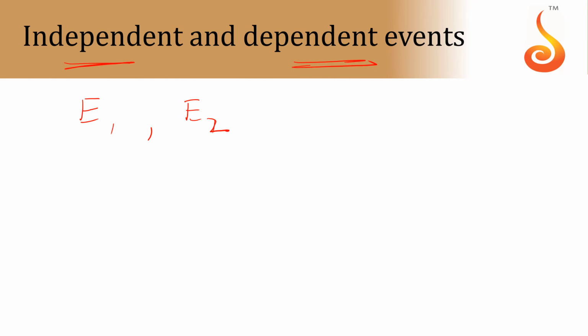Suppose I take the card back, meaning I do the experiment with replacement. Then P of E1 is 4 by 52, and P of E2 is also 4 by 52. In that case, E1 and E2 we will say are independent events.